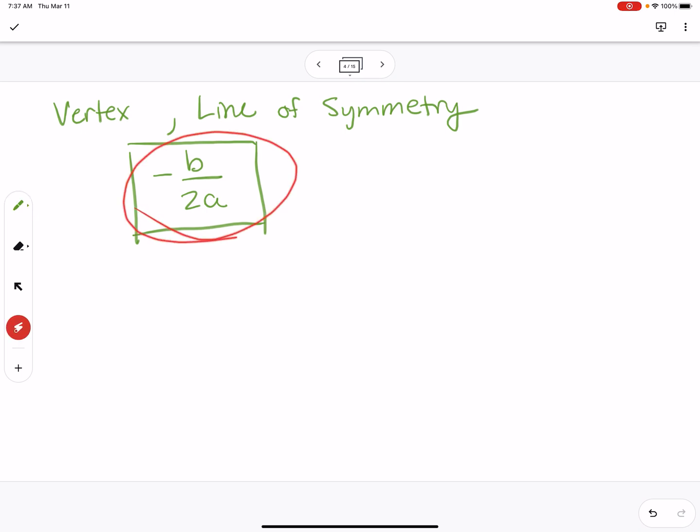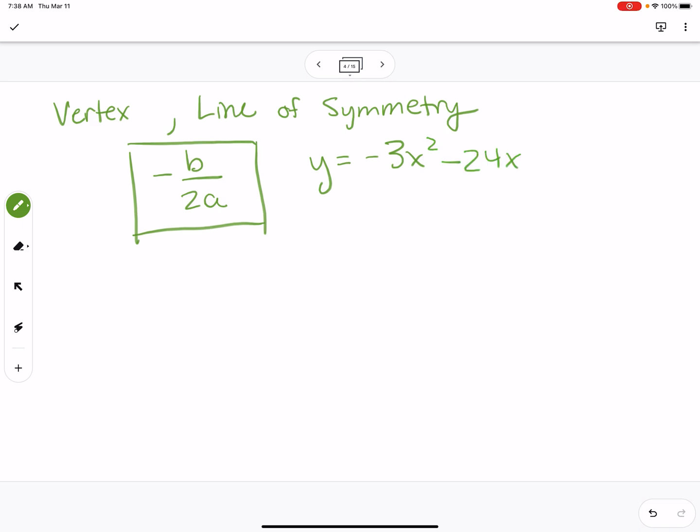What this does is give us the value of our line of symmetry, the x value of our line of symmetry, also the x value of our vertex. So let's say that I have this quadratic, y equals negative 3x squared minus 24x minus 21. First thing I want to do is identify my A, B, and C. So A is negative 3, B is negative 24, and C is negative 21.